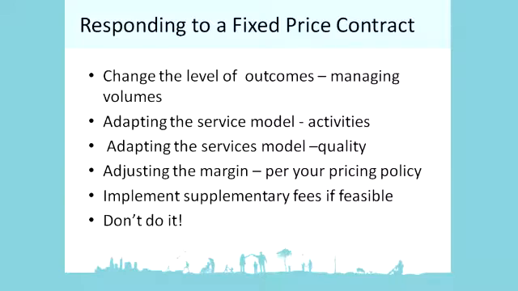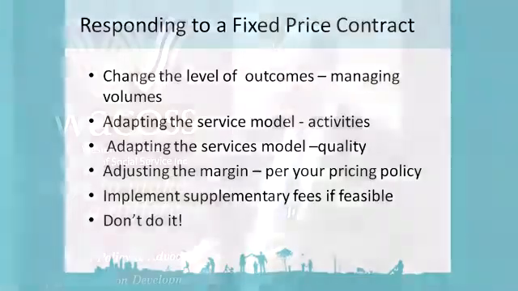So there's a couple of things you can do. And the preferable thing to do is to change the level of outcomes. In other words, manage the volume of work that you do so that you're being properly reimbursed for the level of work that's being undertaken. Now, if that's possible, that's, I believe, the most likely outcome to ensure your future sustainability. If that's not possible, then you look at your service model.